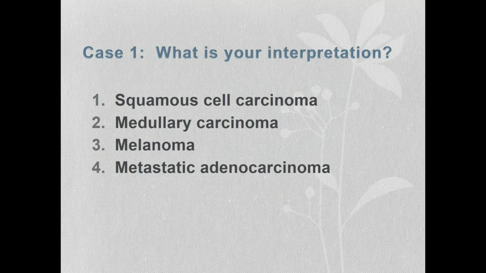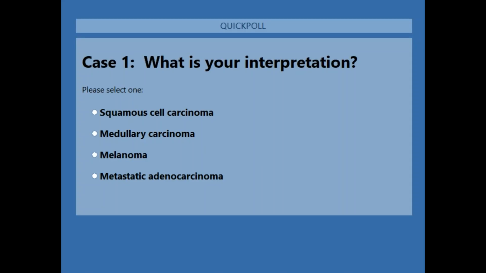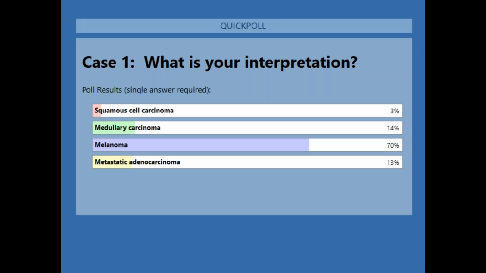So we're going to open up the polls to see what your interpretation is. There's only 4 choices here: squamous cell carcinoma, medullary carcinoma, melanoma, or metastatic adenocarcinoma. Excellent question. So a couple of seconds, make your choices, and I'll ask Joanne to close the poll. All right, looks like the vast majority is picking melanoma, followed by medullary carcinoma and metastatic adenocarcinoma.